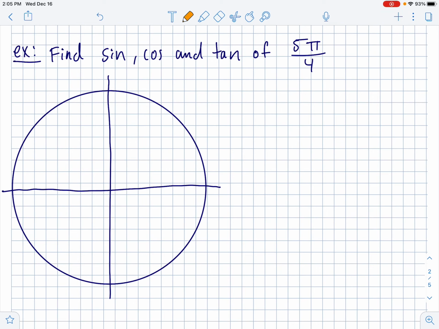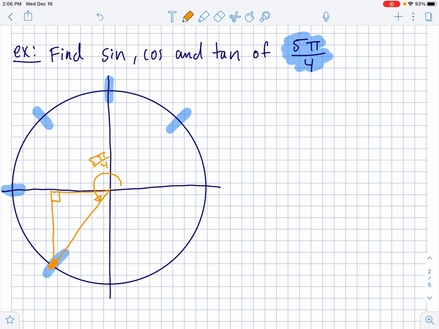So every single time I draw a quick circle and actually sketch it out, even if the directions didn't say to. 5 pi over 4. So let's think about pi over 4s. Pi over 4s are the same thing as 45 degrees. So here's 1 pi over 4, 2 pi over 4, 3 pi over 4, 4 pi over 4, 5 pi over 4. So here's 5 pi over 4. Here's the triangle that it makes. Here's the base. And this rotation here is 5 pi over 4.